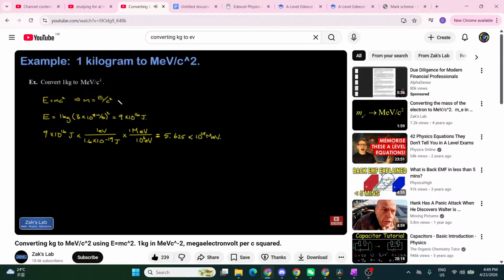Finally, we go back to E equals mc squared solved for m, and we can express our mass of 1 kilogram as its energy equivalent, 5.625 times 10 to the 29th mega electron volts divided by c squared. And we've got the mass of 1 kilogram written in MeV per c squared.